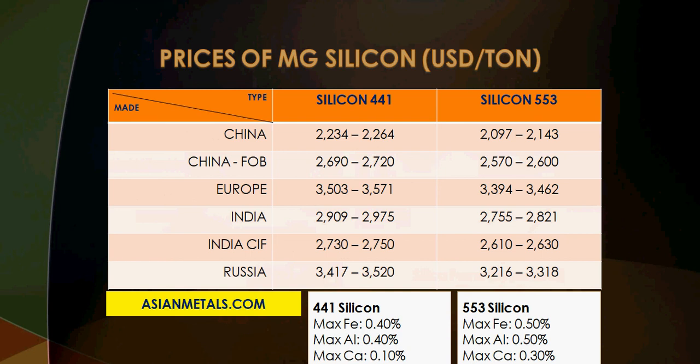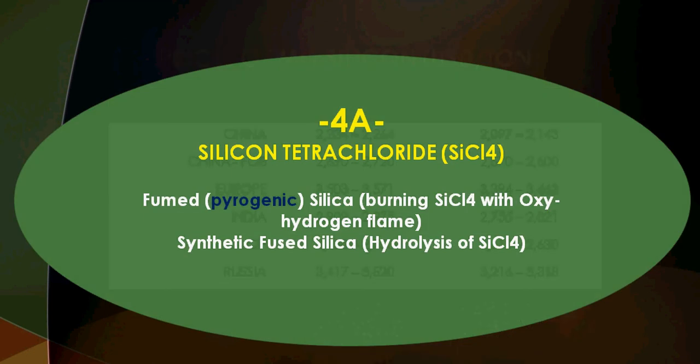Prices of metallurgical grade silicon. These are a little bit old prices, but they are mostly consistent. So this is a table showing the prices in China, FOB prices in India and Russia. There are different kinds of silicon products produced. Silicon tetrachloride. So it is fumed silica. It is produced by burning silicon tetrachloride with oxyhydrogen flame, and synthetic fused silica by hydrolysis of silicon tetrachloride. So in this way silicon tetrachloride is used.